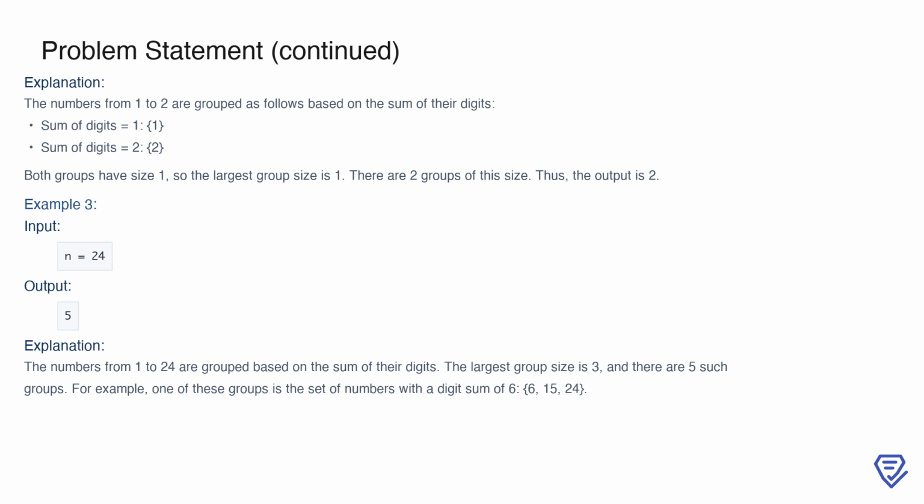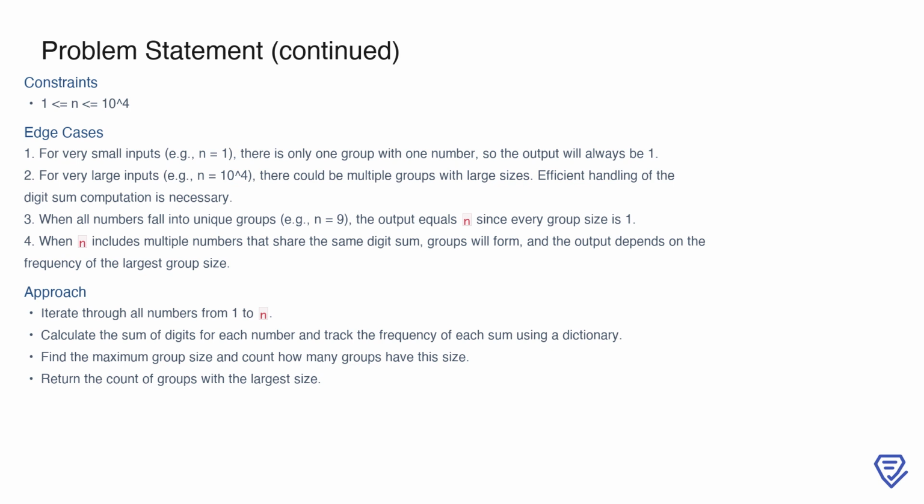size of n. The problem comes with several constraints and edge cases to consider. First, n is guaranteed to be between 1 and 10,000, so the solution must handle both very small and very large inputs efficiently. For instance, when n equals 1, there is only one group with one number, so the output is always 1. On the other hand, a large n like 10,000 requires an efficient way to compute and group digit sums. Another important case is when every number forms its own group, such as when n equals 9, resulting in the output being equal to n.